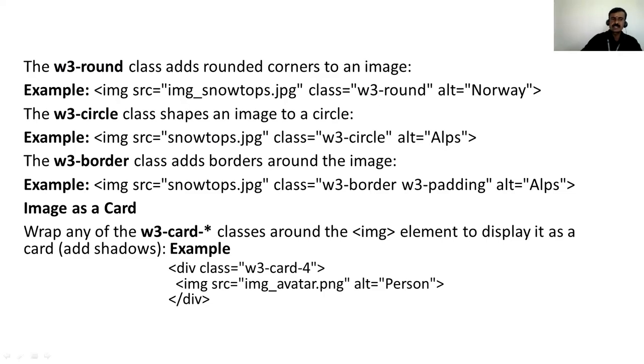In the same manner you have to create circle and border classes, and also the image shapes. For the circle, the same formula applies: inside the class you have to use w3-circle. If you have to fix a border, we have to use w3-border or padding size also. You have to wrap any image in a card. You have to wrap the w3-card classes around the image tag element to display it as a card. For example, for the div class we use w3-card-4. Like that you have to declare it.